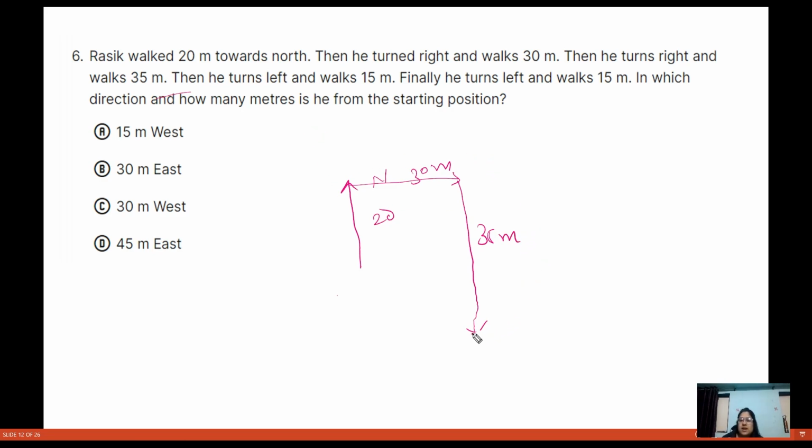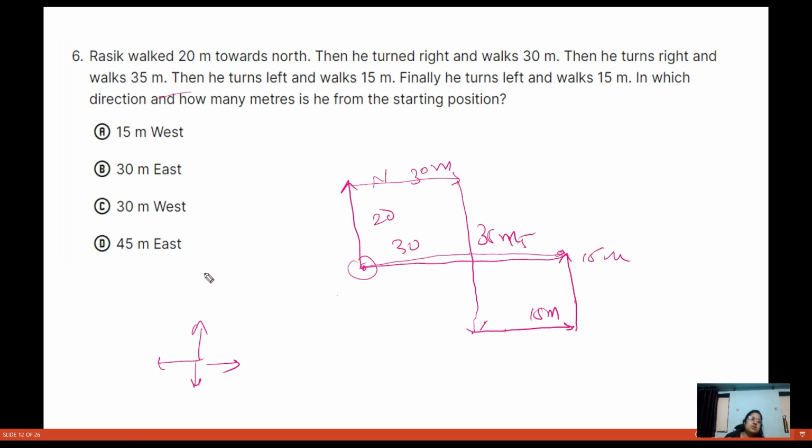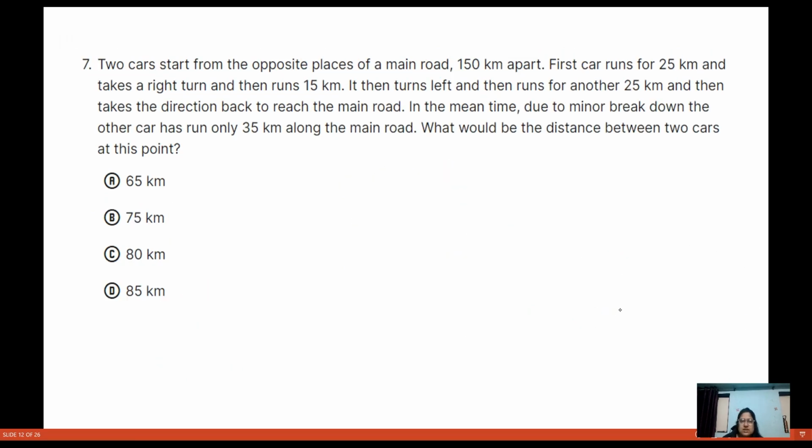From here the left will be this direction, because if you're facing north, your left is this direction; if you're facing south, your left is the other direction. So he walks 15 meter this way, and then he finally turns left again and walks 15 meter. Now from here to here, because this was 35 meter and this is 15 meter, this is 20 meter. So this is a straight line from his starting point towards the east, and this is 30 and this is 15, so this becomes 45 meter east. So this is how you can do this kind of question.